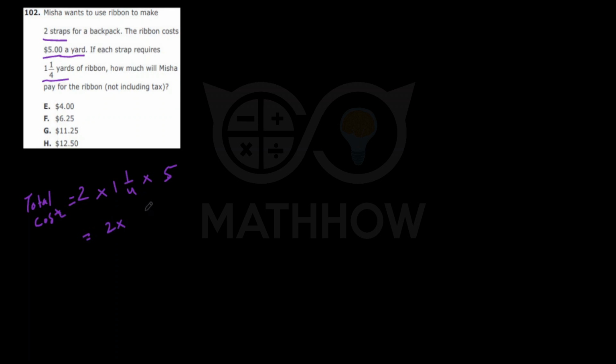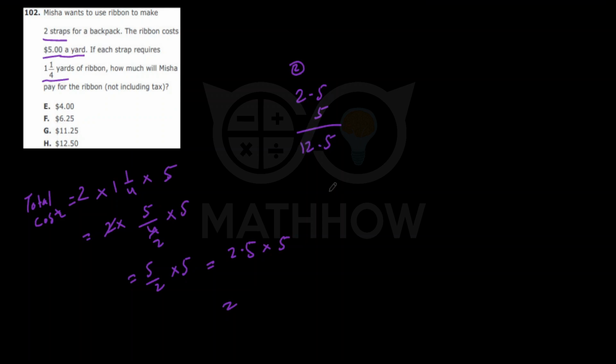Converting the mixed fraction into an improper fraction, this will be 5 over 4 multiplied by 5. 2 ones are 2, 2 twos are 4. 5 over 2 multiplied by 5. 5 over 2 is 2.5 multiplied with 5. 2.5 multiplied by 5 will become 12.50 dollars. So the correct answer is option H.